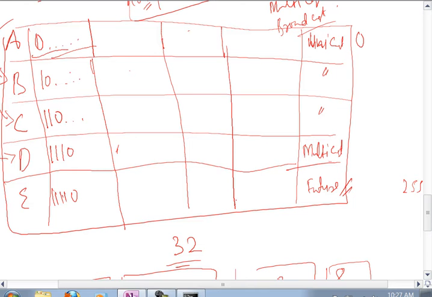2 to the power 7 is 128, right? 2 to the power 8 is what? 256. So 2 to the power 8 is how much? This is first year stuff. 0 to 255 is the total address range, right?